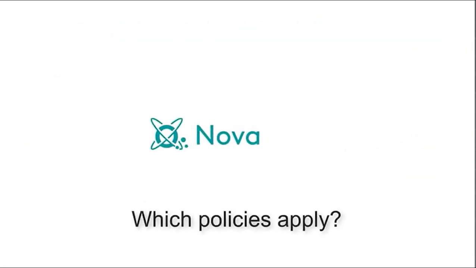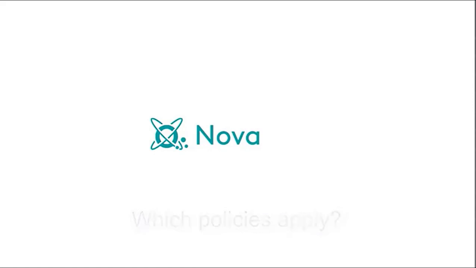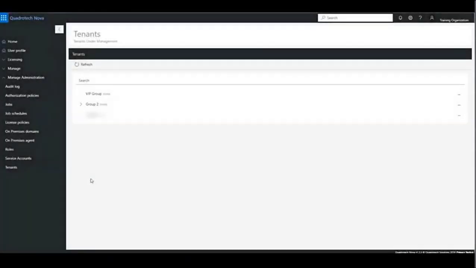Over a period of time, you'll build up an organizational structure in Nova with some policies. Sometimes you might want to see which policies apply to a particular virtual organizational unit. You can do that quite easily. Let's see how. Here, we can see our organizational structure.